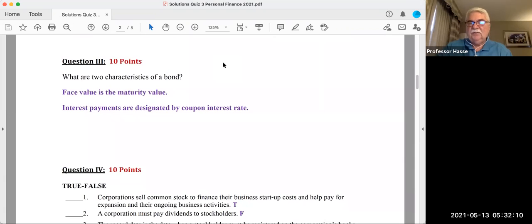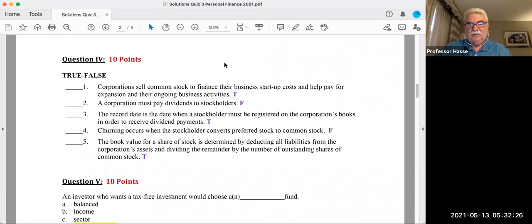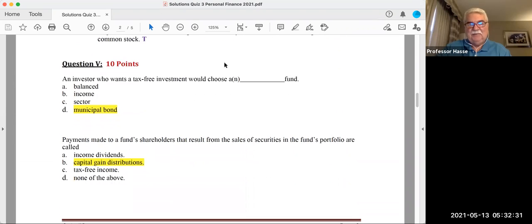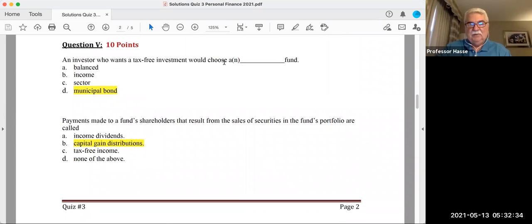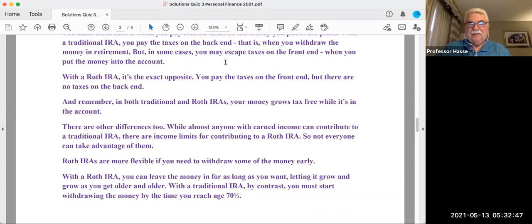What are 2 characteristics of a bond? Basically 2 things. They both have a maturity date, when the principal is due, and there are interest payments designated as coupons involved with a bond. I think everybody got the true false questions right. Nobody got them wrong. Everybody got question 5 correctly, and the 2 multiple choice questions. Also, everybody did very well on the Roth. That's good to see that a lot of our students are investors and aware of the tax implications of the Roth and the regular IRA investments.